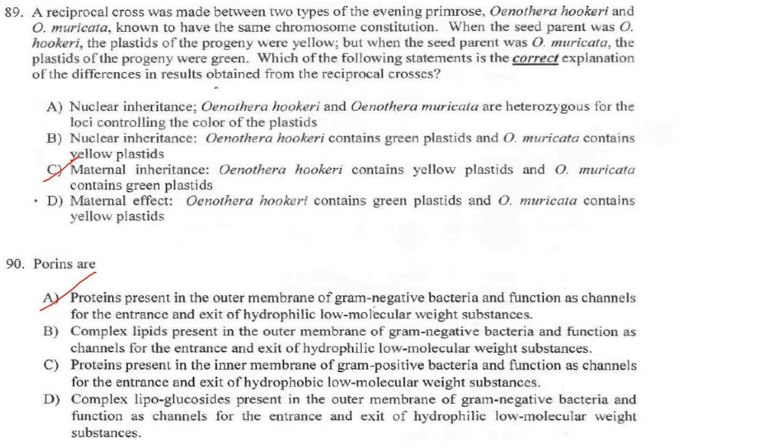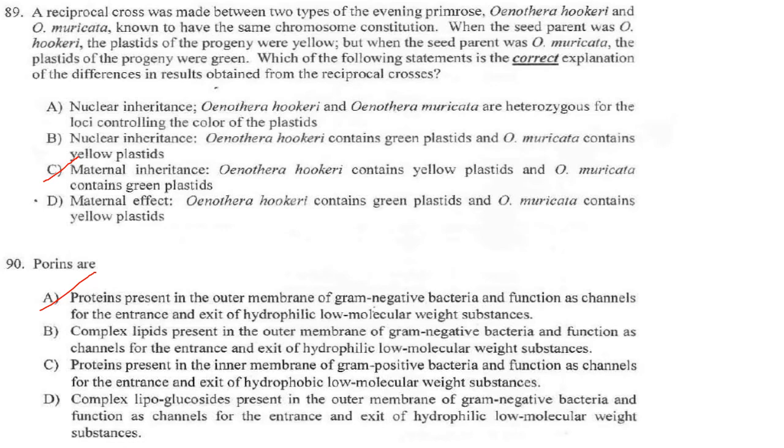So here, when the seed parent, that is the female parent, was Oenothera hookeri, the plastids of the progeny were yellow. So all were found to be yellow colored plastids. But when the seed parent, that is the female parent, was Oenothera muricata, the plastids of the progeny were all green. So what is the correct explanation?